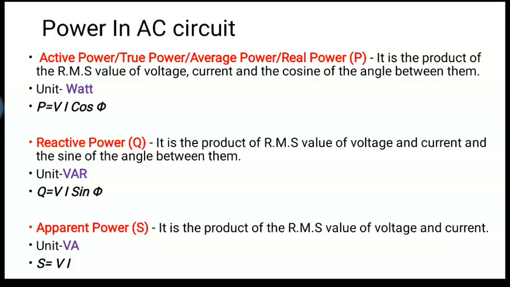Next one is apparent power. Apparent power is nothing but simple. It is a product of RMS value of voltage and current, right? It is denoted by S. S is equal to V into I, and the unit is VA. V is for voltage, A means ampere, that is for current. Okay, so these are the three powers. It is very simple. If you understood the formula, you can write the definition on your own. And just remember the unit, watt, VAR and VA. Okay. So if you know these three things, you can draw the power triangle also.